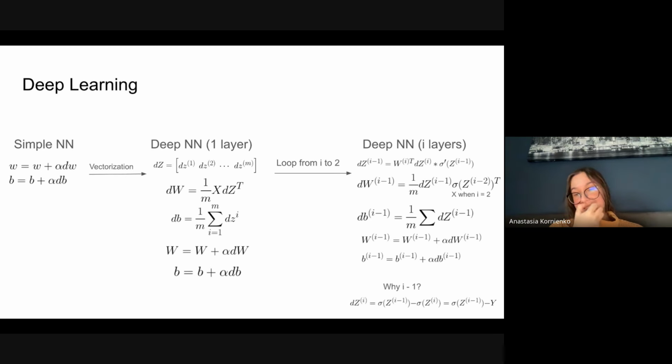So why is it not I but I minus 1? Just because the very last layer is calculated a bit differently. It takes, like, yeah.